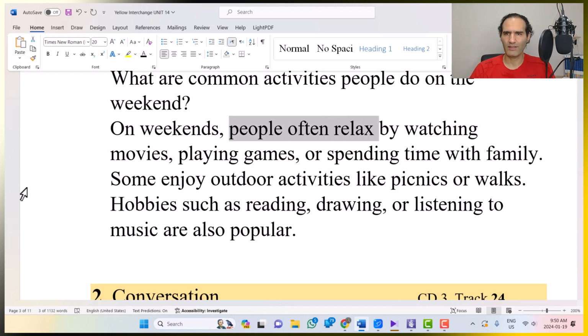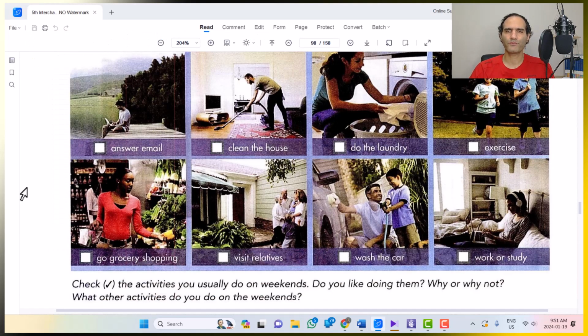You see, often relax. After a preposition, in, on, at, by, or other prepositions, your verb is in -ing form. By watching, by playing, by spending. You see, some enjoy outdoor activities like, meaning such as, picnics or walks. Hobbies such as, for example, like reading, drawing, or listening to music are also popular. Okay, you got it? So that is how we work on our speaking. Okay, I hope that you learned it. Now let's continue and see what the grammar of the unit has for us.